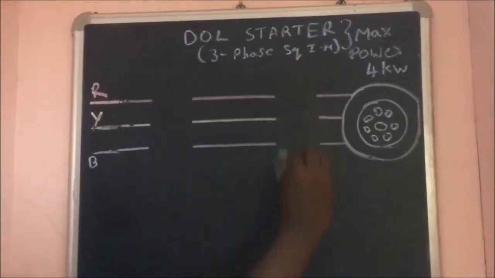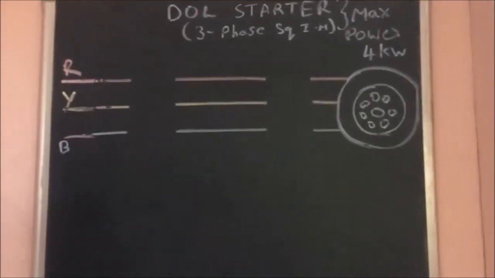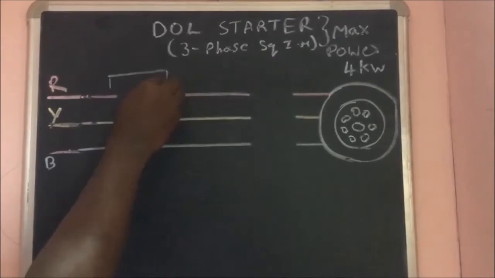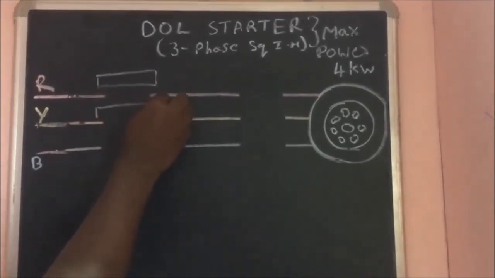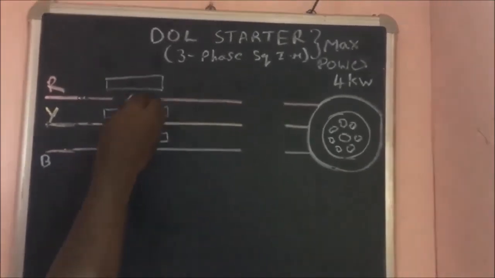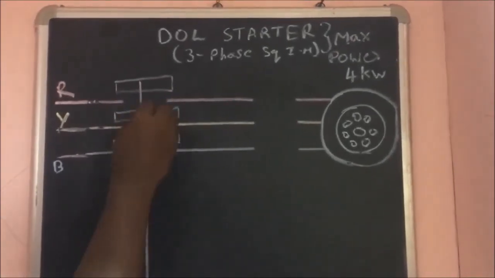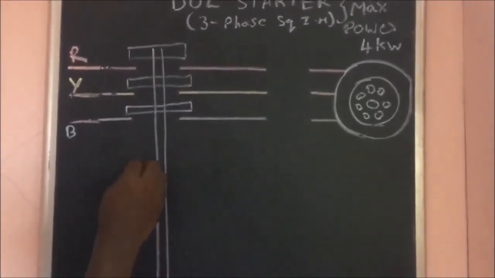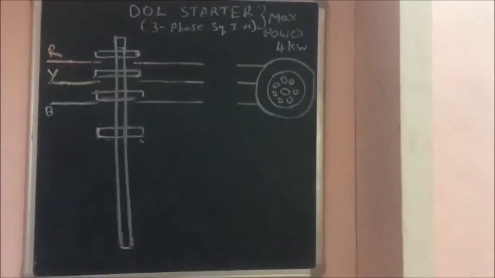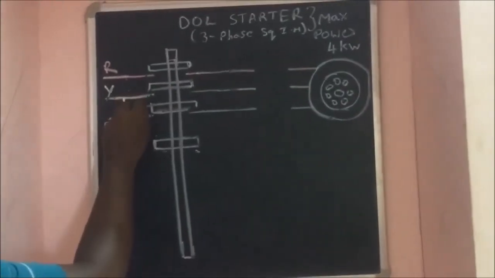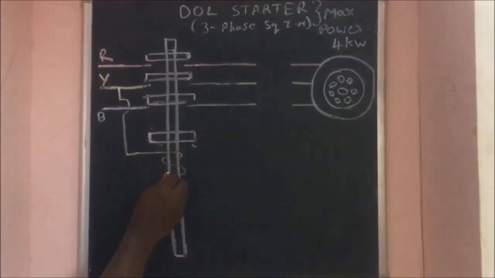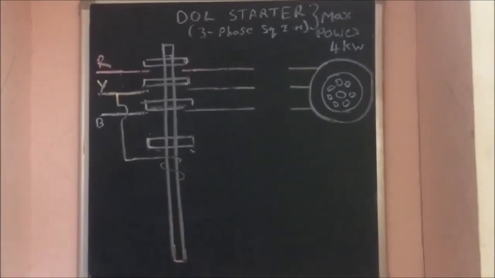First you have to draw three horizontal lines. At the end you have to make two circles and make the symbol of a squirrel cage induction motor. Then erase the left side, and likewise the right side, as shown on the board. Then you have to make four rectangular bars on the left side over the horizontal lines, as shown on the blackboard. Then draw two vertical lines in between that rectangular box.